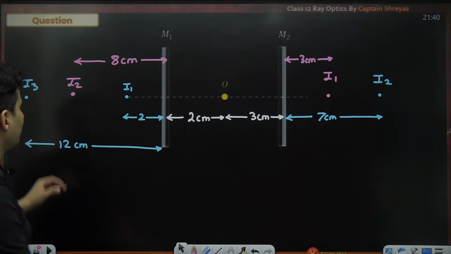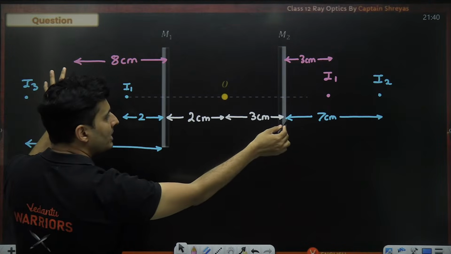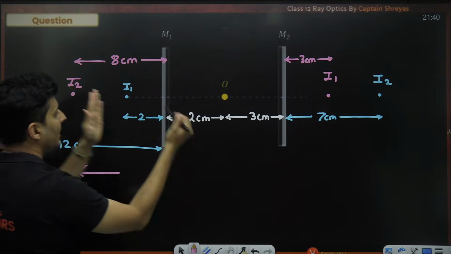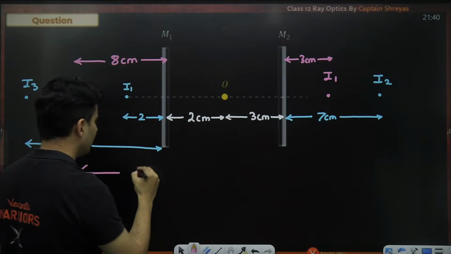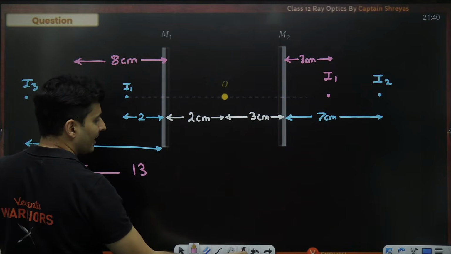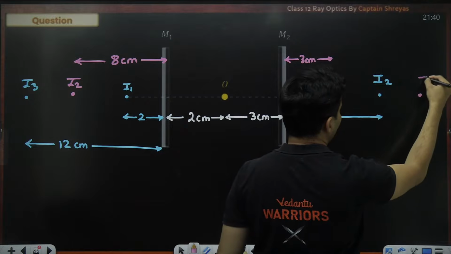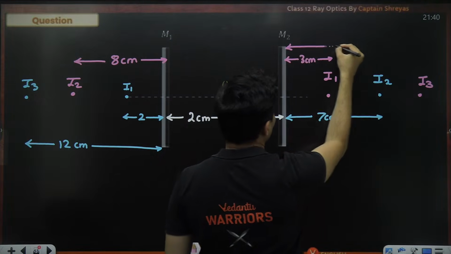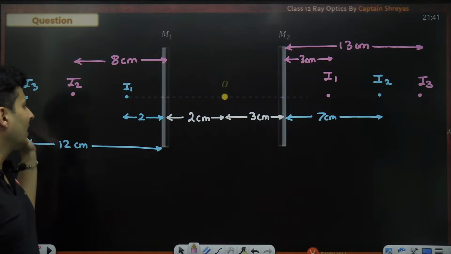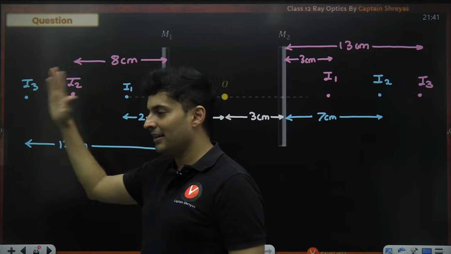Next up, this image behind mirror 1 will act like an object for this. As you can see over here, this is 8, this is 2, 10 plus 3, 13. So this is 13 centimeters in front of this mirror. So the image will be formed 13 centimeters behind. So that is where the next image will be, 13 centimeters behind. And then the next and next and next. That's it. So this is how the images are formed behind this mirror and this mirror.